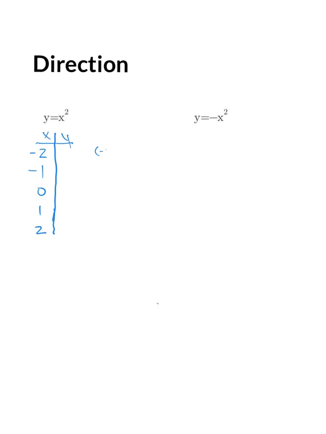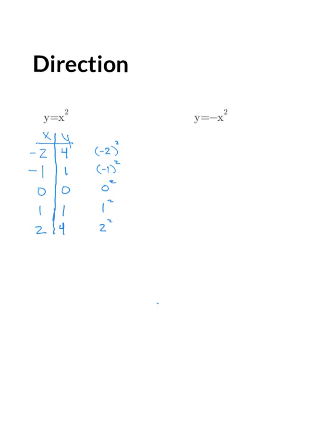Remember that you do want to square the whole thing, so -2 squared is equal to +4, since it's -2 times -2. -1 squared is equal to +1, since it's -1 times -1. 0 squared is 0. 1 squared is 1. And 2 squared is 4. We have our values now.